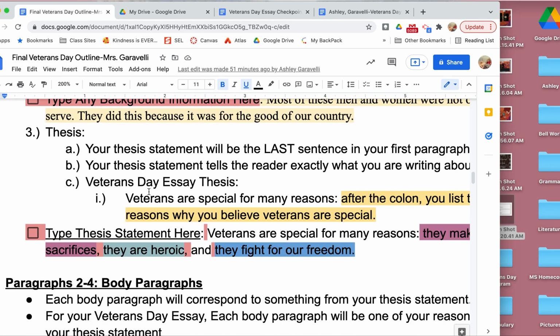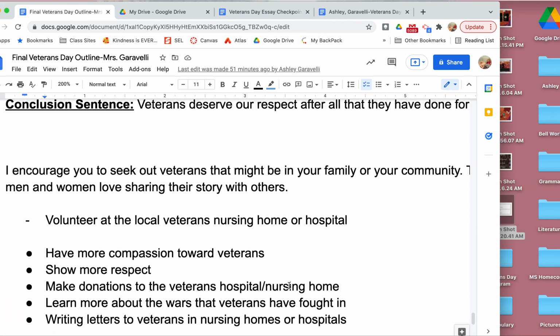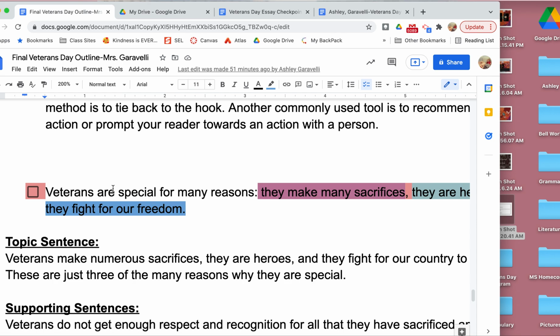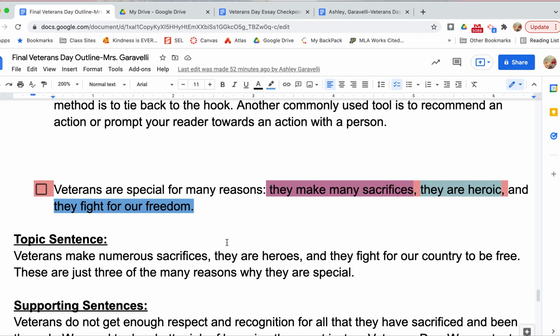Then I want you to go back to your first paragraph and find your thesis, which is the last sentence of your intro, and copy it and paste it down here so that you don't have to keep scrolling back and forth. I just copied and pasted mine right here. Now I want you to think about what it is that you said in your thesis. And underneath topic sentence, all you're going to do is restate your thesis.